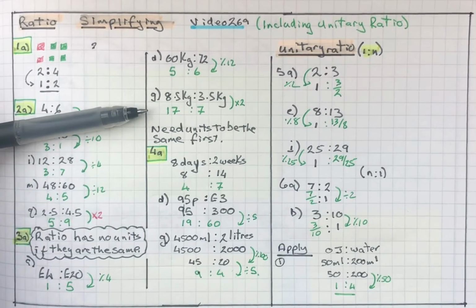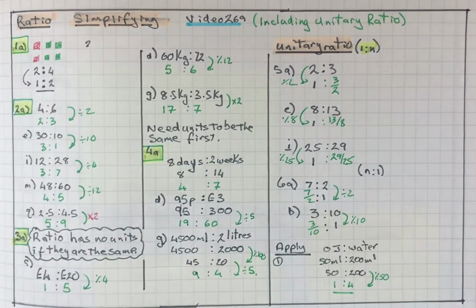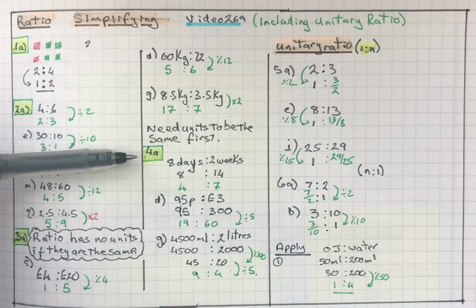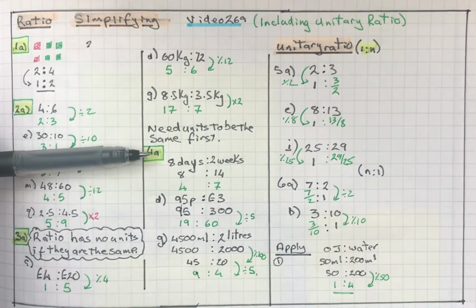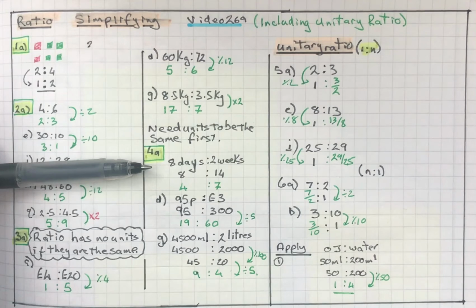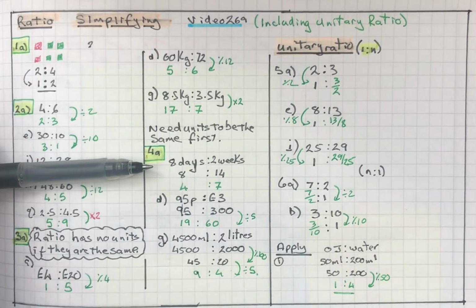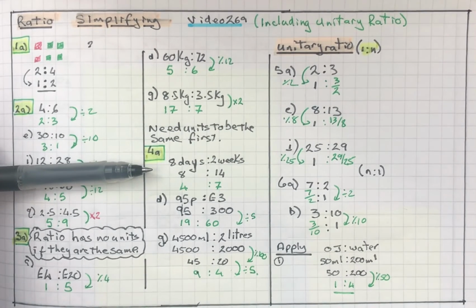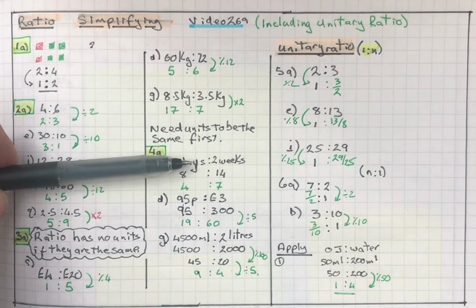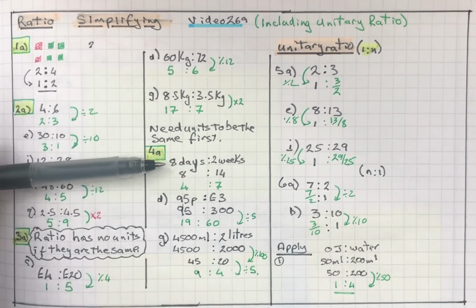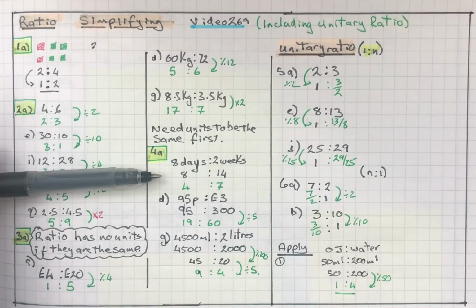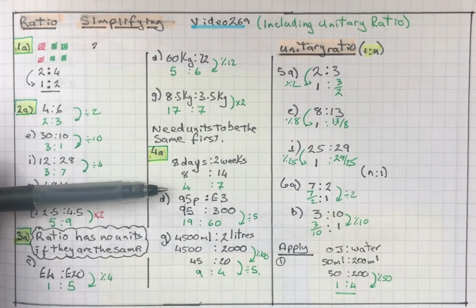decimals, 17 to 7. If I look at question 4, now the units are different, 8 days and 2 weeks. I can convert them both to days or both to weeks, but the simplest thing is convert to the smallest unit, which is days. 7 days in a week, so 2 weeks is 14 days. 8 to 14 simplifies to 4 to 7.